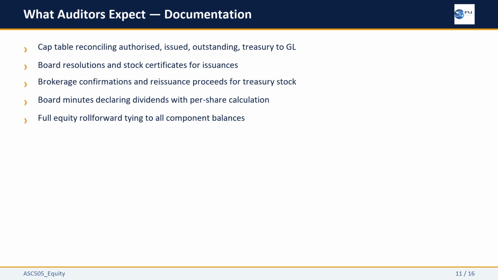Auditors approach equity with a documentation-first mindset. They will ask for a cap table, typically from Carta or a similar system, reconciling authorized, issued, outstanding, and treasury shares all the way to the equity subledger and the general ledger. For share issuances, they expect board resolutions, stock certificates, executed subscription agreements, and cash receipts for proceeds. Treasury stock requires brokerage confirmations for repurchases and support for any APIC credit or retained earnings impact. Dividend testing starts with board minutes, and every equity component needs a full roll forward from opening to closing balance.